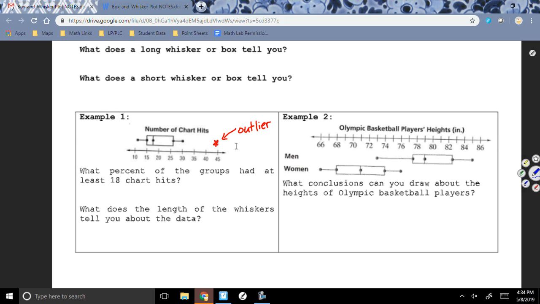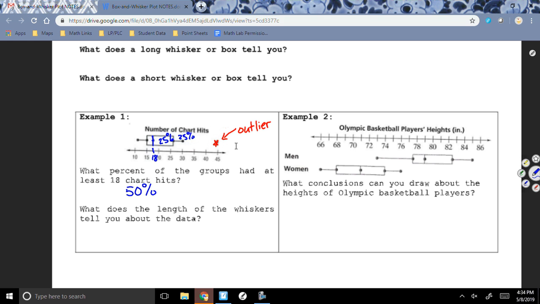For this one, it says what percent of the groups had at least 18 chart hits. So if I look on my box and whisker plot and find 18, that's right there where I just marked. If it's saying at least 18 chart hits, I'm looking for how many had more than 18. That 18 was halfway through my box, so that means that 50% of the groups had at least 18 chart hits, because 25% is in that top part of the box, and then that last whisker is also 25%. So there's 50% that had at least 18 chart hits.